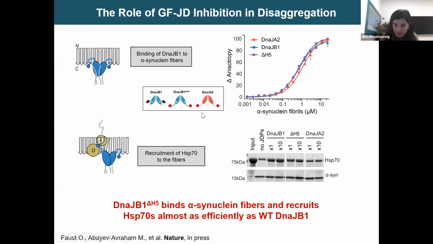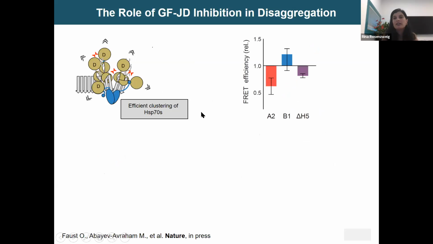So the last thing that we tested was the clustering, this essential clustering of multiple HSP70s in order to generate the entropic pulling forces. And this was an experiment done by Anne. She labeled half of the HSP70s with acceptor, half with donor, and looked for FRET. When the two are near, there will be a high FRET signal for the clustered, and for non-clustered, there'll be low FRET signal. So what you can see here is that only B1 wild type has a high FRET signal; A2 and delta helix 5 do not.